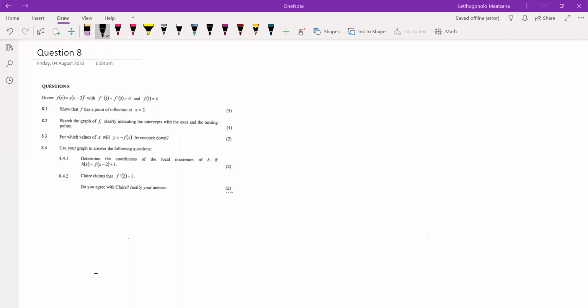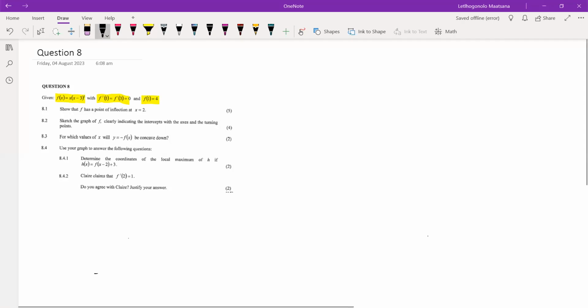For question 8, we are given that f of x is equal to x in brackets x minus 3 squared, with the first derivative at values of 1 and 3 being equal to 0. And we know that our function at the value of 1 is equal to 4. And this is the information given to us over here.